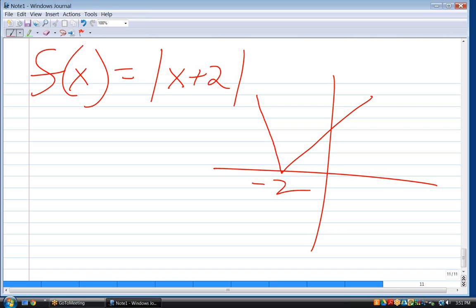Oy. You cannot take the derivative at corners or cusps. So this is a corner, or a cusp. There is no derivative. There is no value. It's undefined at -2.